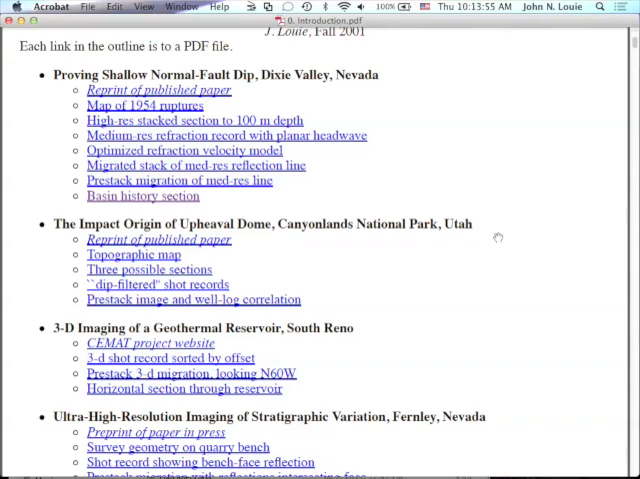So I'm going to go through an example from a project that Rob Abbott and I worked in Dixie Valley. Rob Abbott is a PhD graduate of mine from, I think, 2001. He's now at Sandia Labs. Been a scientist there for some time.